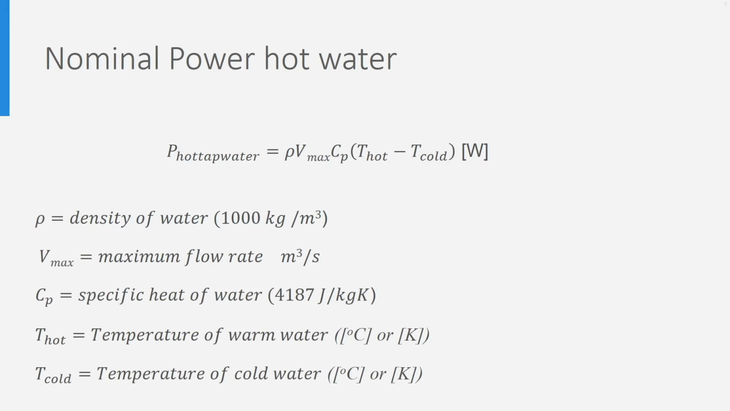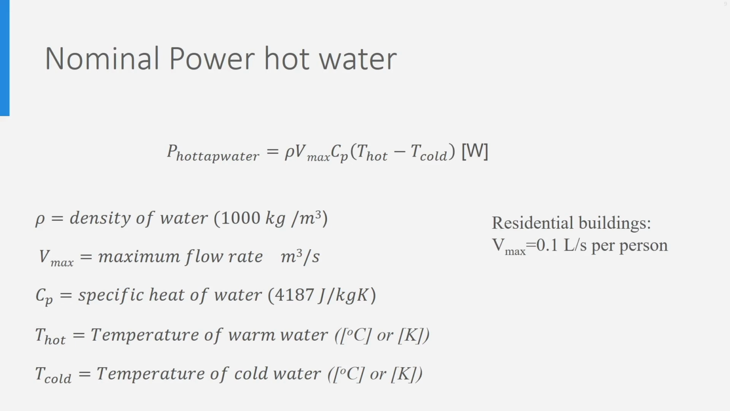Hot water has to be produced by, for example, an electrical storage tank or a combination gas boiler. To determine the capacity of the hot water generator, we need to determine the peak load in watt. The peak load is the maximum power demand in watt. The equation to calculate the peak load is on the slide. Contrary to previous equations, we don't use the average daily volume, but we use the maximum flow rate in cubic meter per second.